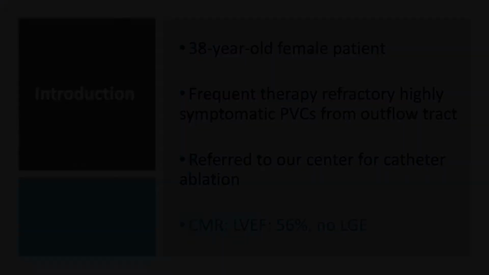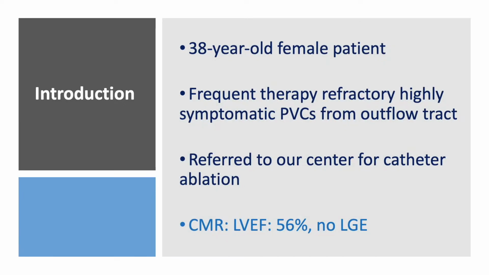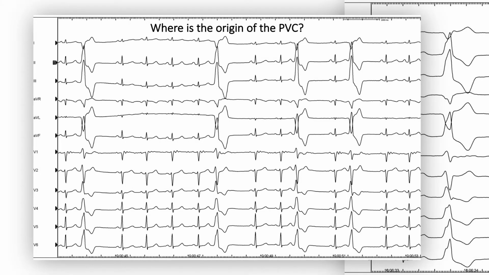Thank you. The patient is a 38-year-old woman with frequent therapy-refractory highly symptomatic PVCs from the outflow tract who was referred to our center for catheter ablation. Cardiac MRI showed normal ejection fraction and no late gadolinium enhancement. The baseline ECG showed frequent PVCs, and a closer look at the PVC morphology suggests an origin most probably from the left ventricular outflow tract, actually the left coronary cusp.